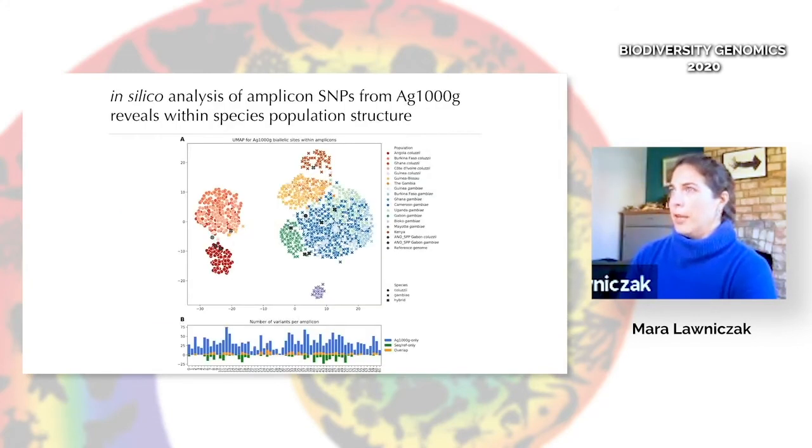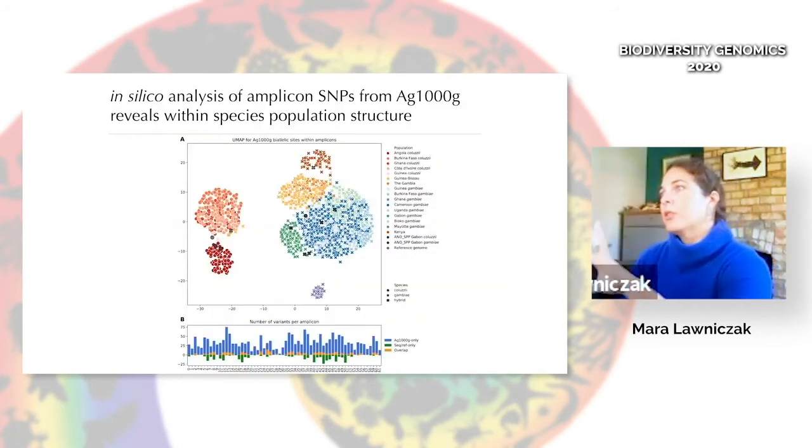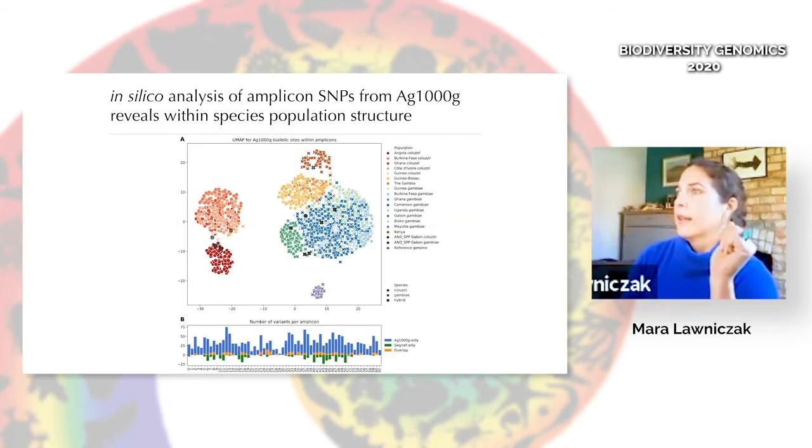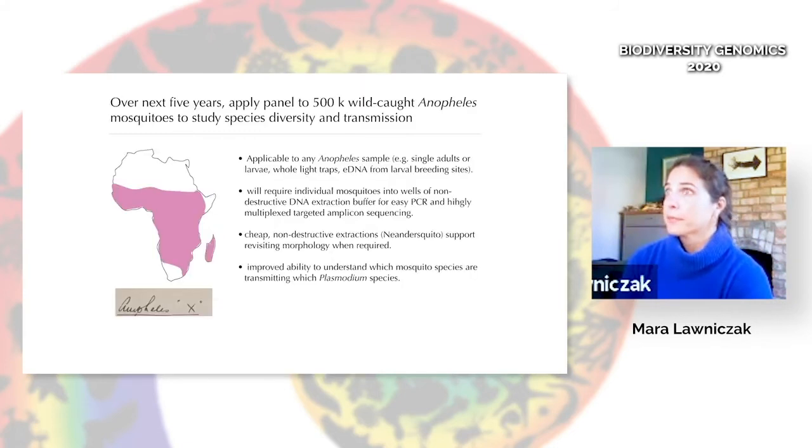I want to mention as well, I think I forgot to say this, there are also 2 amplicons in this panel that target the Plasmodium parasite. So not only is it telling you which species it is and what kind of population structure exists within the species when you have many samples, but it's also telling you whether that sample was infected with Plasmodium, and if so, which species of Plasmodium. We think this is going to be a really great tool to roll out widely across Africa and elsewhere.